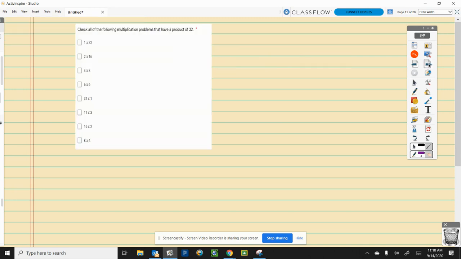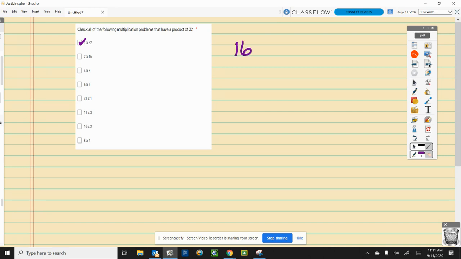Okay, next one, we have to check all of the following multiplication problems that have a product of 32. That means when I multiply these two numbers, the product is going to be 32. Okay, 1 times 32, yes, anything times 1 is itself. That's the identity property. 2 times 16.